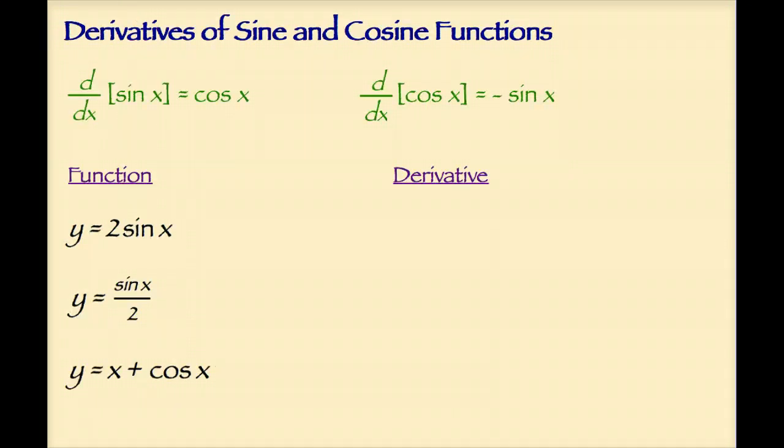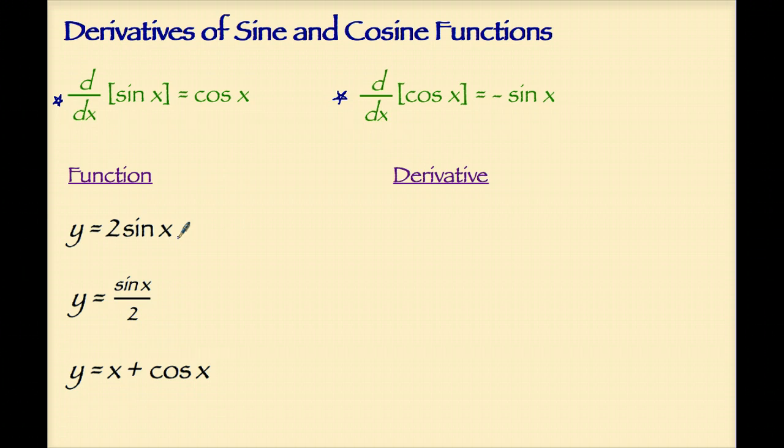We are also able to take derivatives of trigonometric functions, starting with sine and cosine. The derivative with respect to x of sine x is cosine x. The derivative with respect to x of cosine x is negative sine x. These definitions should be memorized as soon as possible in order to make your life oh so much easier.